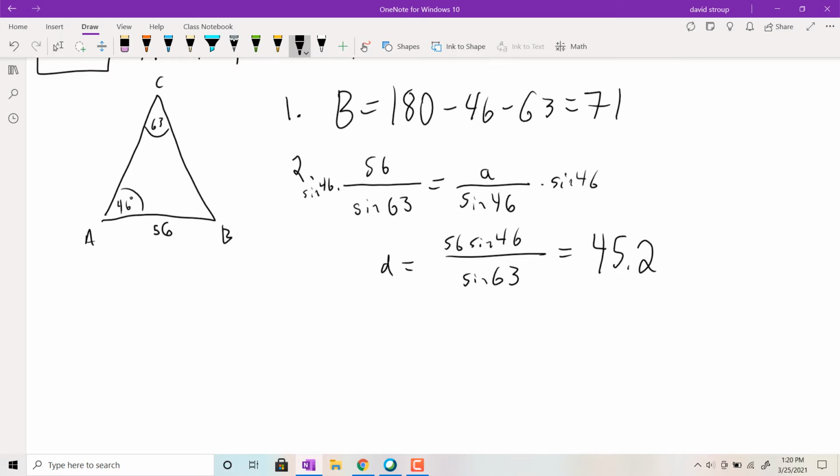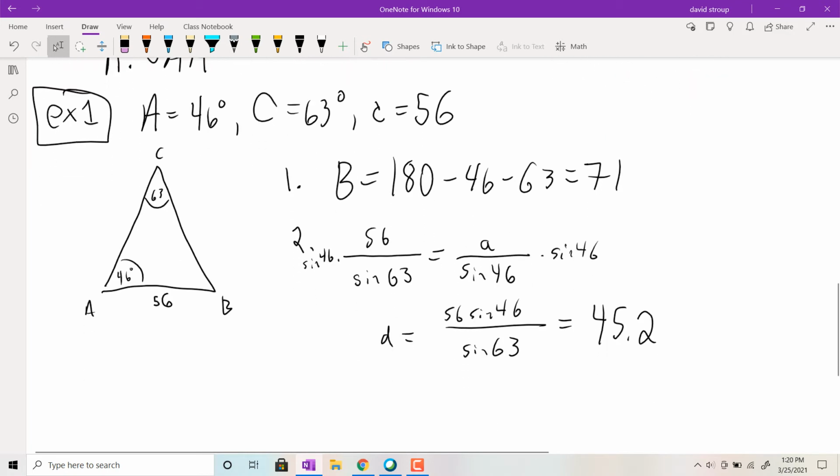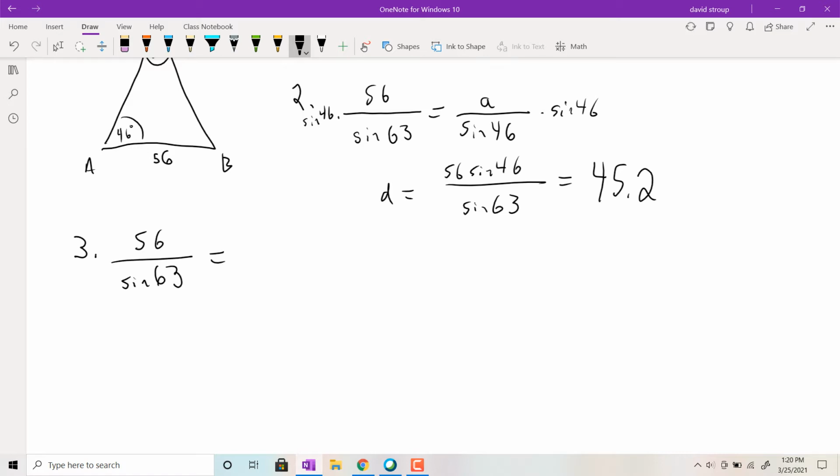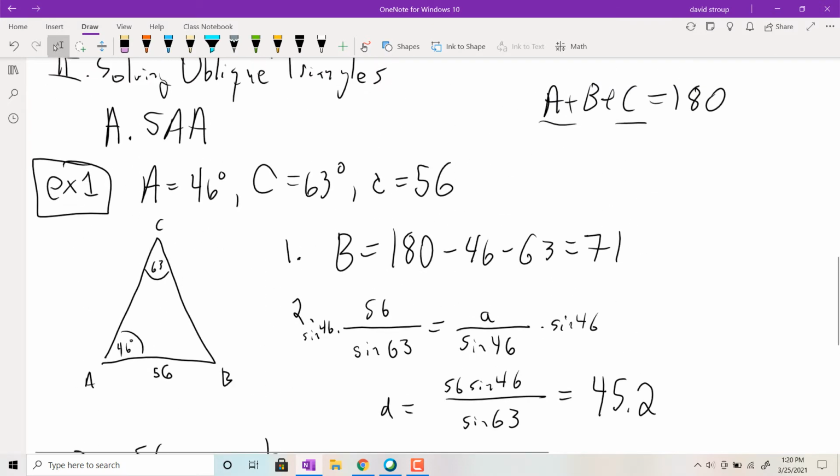Okay, so this is part 2. The only thing that's left that's unknown at this point then is little b. Okay, so I can do the same process again. I could work with 56 over sine 63, and then solve for little b, because I know the angle big B is 71.